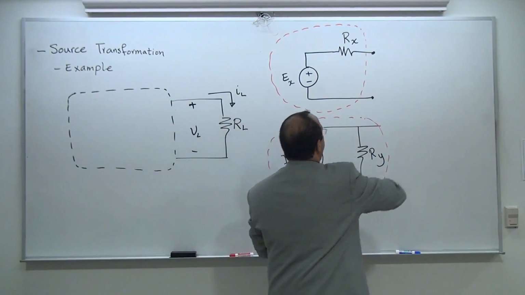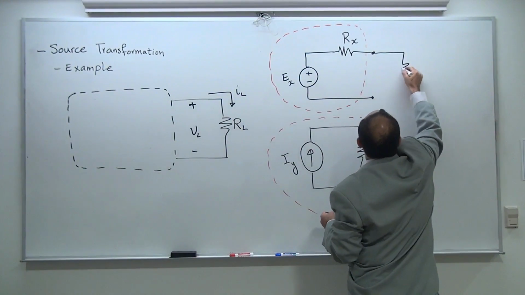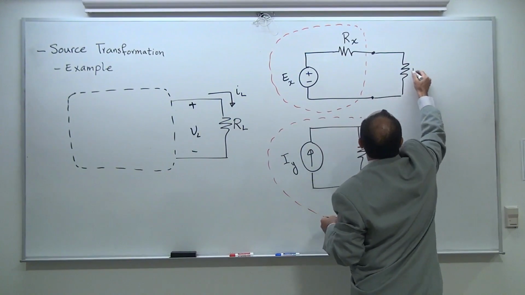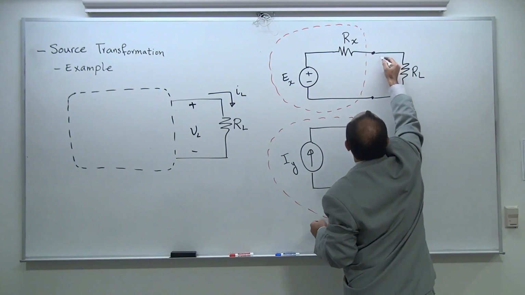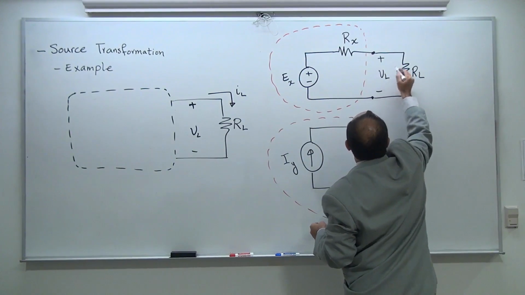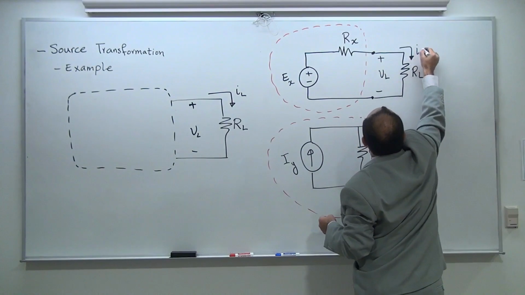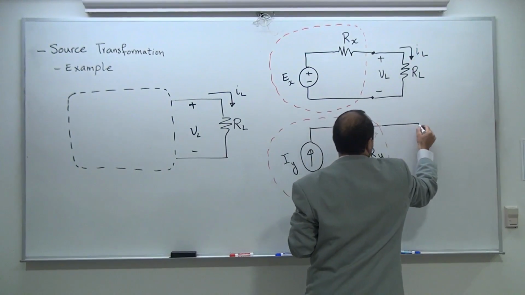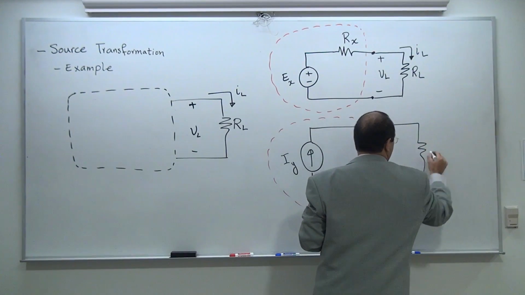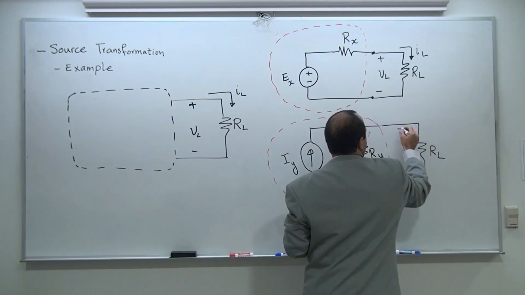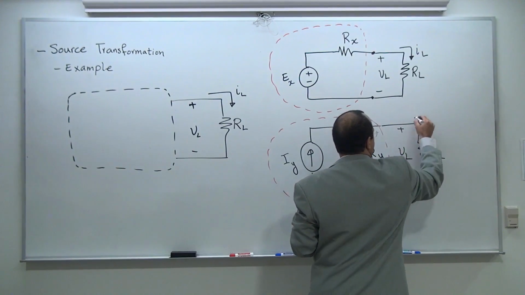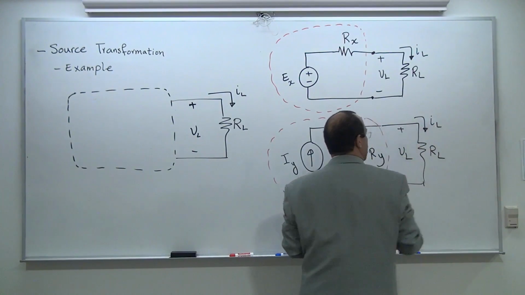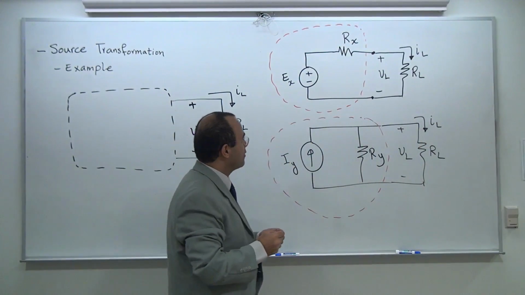Now here is me. I'm loading you with demands. This is RL, and this is plus minus VL, and I want to have success out of this entire scenario. So that's going to be RL again. I want VL and IL. Now the entire objective is this.